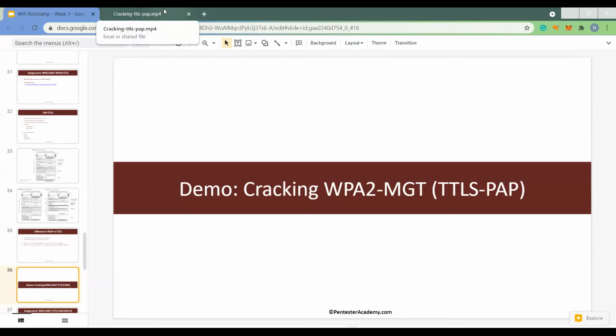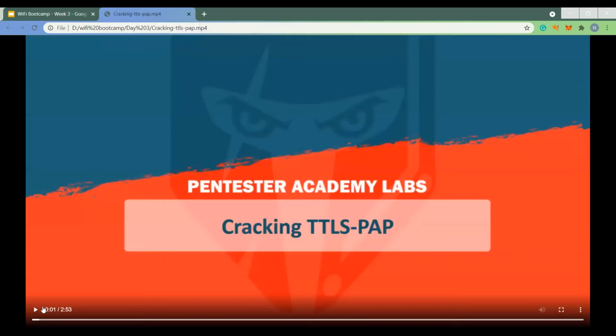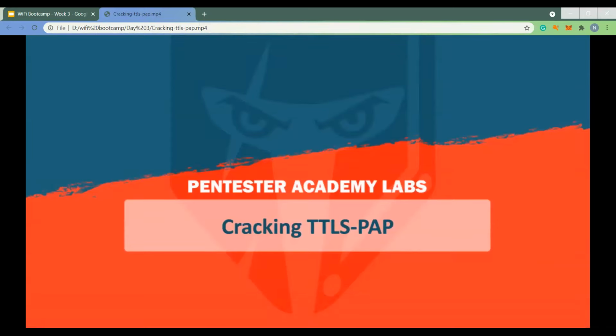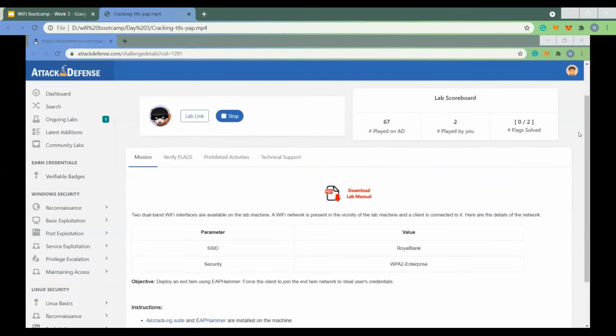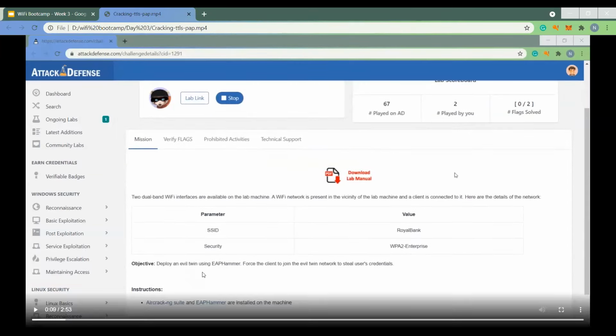So in this example, we will see how to crack TTLS-PAP, or how to steal the credentials for TTLS-PAP using our EAP Hammer. So this is the scenario. In this, we have to deploy an evil twin using EAP Hammer. And which network do we have to target? The SSID is Royal Bank, and the security is WPA2 Enterprise. So first we will create an evil twin, then we will force the client to join the evil twin. And when that happens, it will reveal the user credentials.